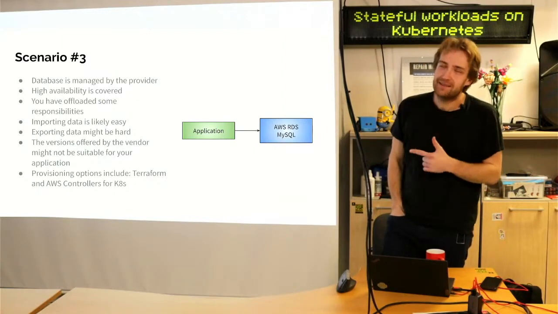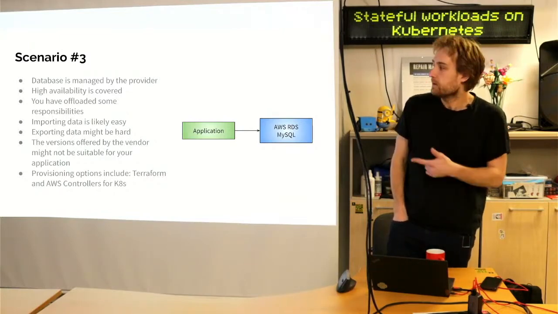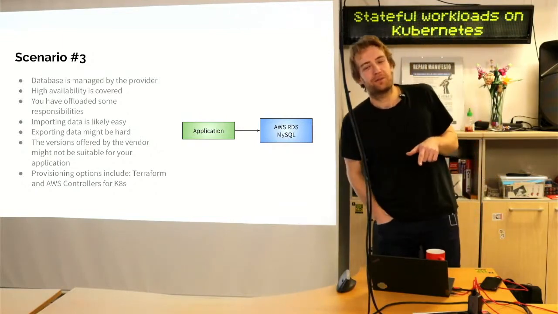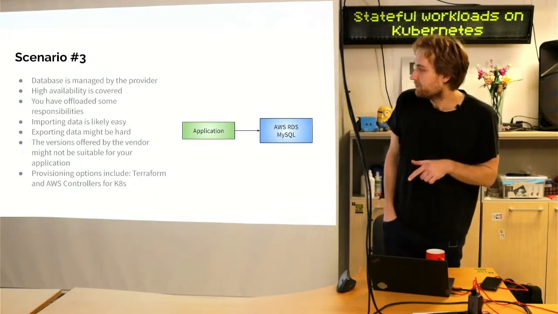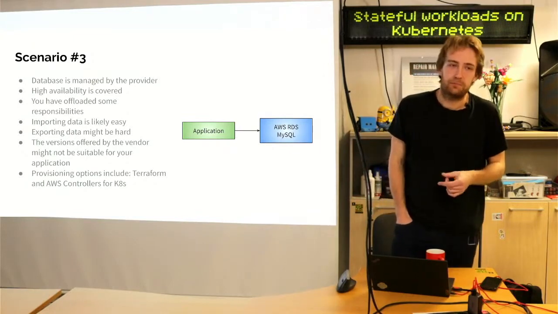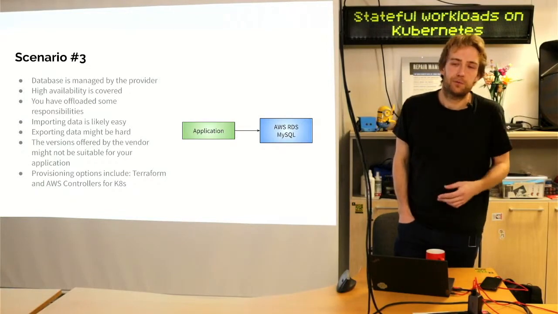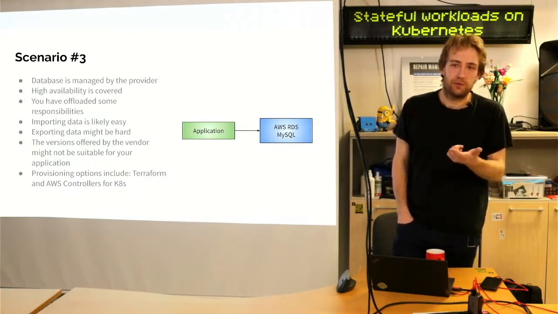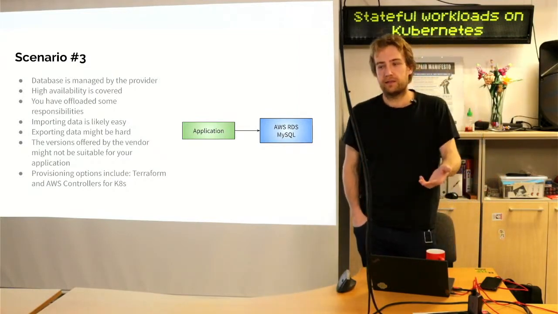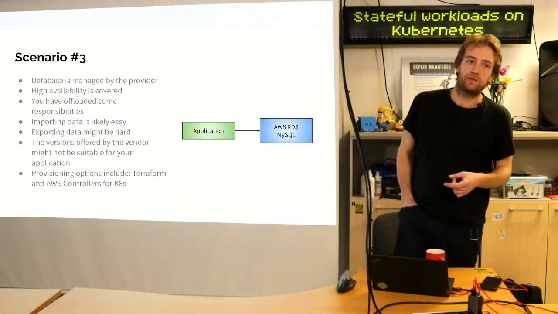Importing data likely is easy. Of course, they want to get more users, they want to get more money, so of course they make it easy. But as I said, I think exporting Redis data from the AWS hosted service was kind of a pain in the ass. And as I said, versions offered by the vendor might not be what you need. So if your application depends on, one of the reasons why you would want to use Mongo 6, for example, is that Mongo 6 supports these fancy change streams. You can listen on the database for changes.